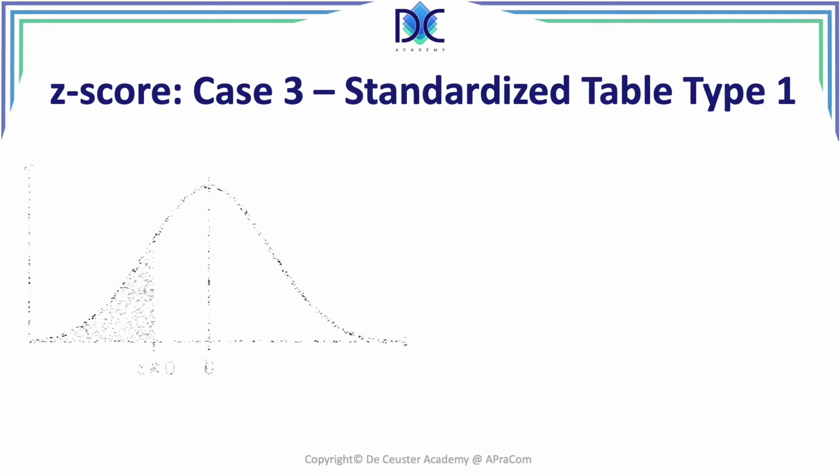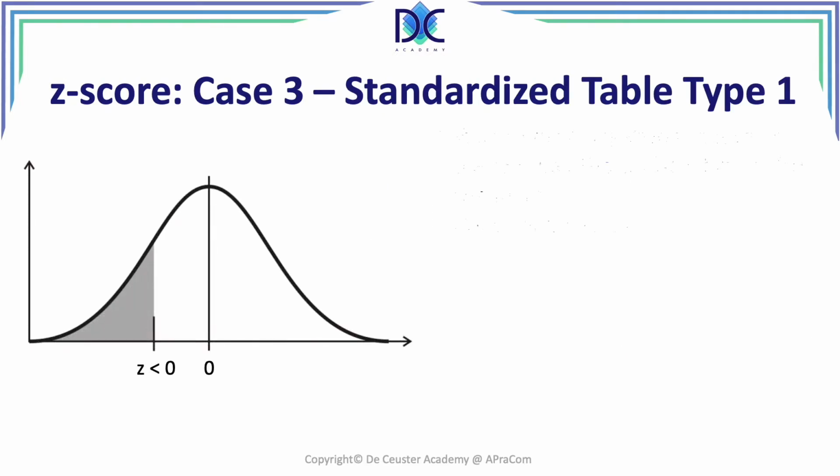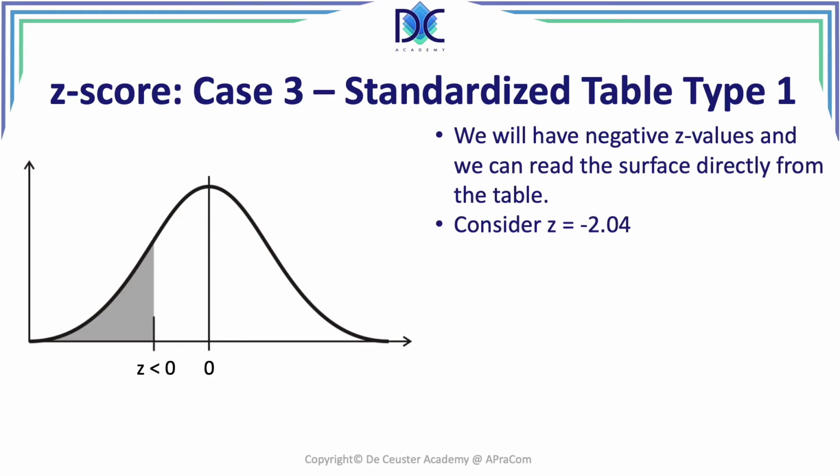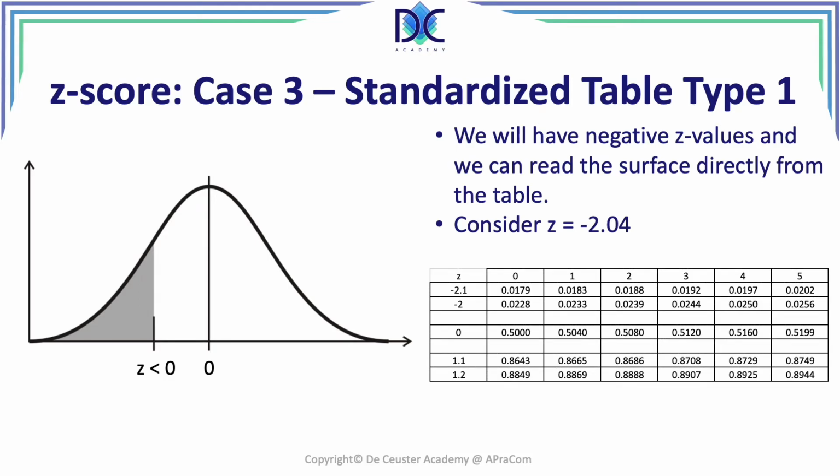The table type 1. In the table type 1 we have in fact negative values. So when we have this table we can automatically calculate or read the surface. Consider that we have z equal to minus 2.04. So we have minus 2 and we are looking at the different numbers here. So we have first minus 2 and we find the 4. So we have minus 2.04.